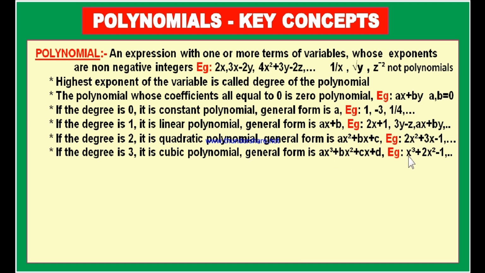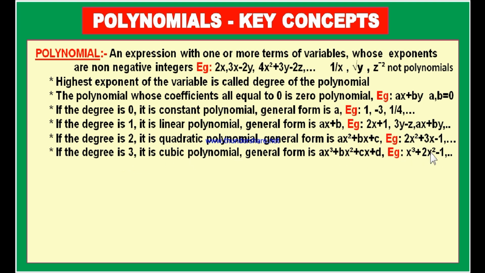I wrote an example here, x cube plus 2x square minus 1. The exponent of x is 3 in the first term, the exponent of x in the second term is 2, and the exponent of x in the next term is 0. Now what is the highest exponent? 3 is the highest exponent. Since 3 is the highest exponent, the degree of this polynomial is 3.